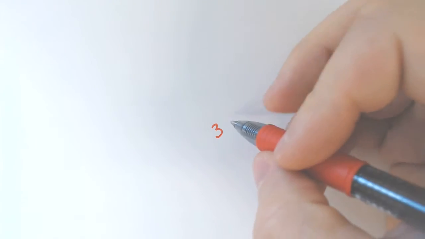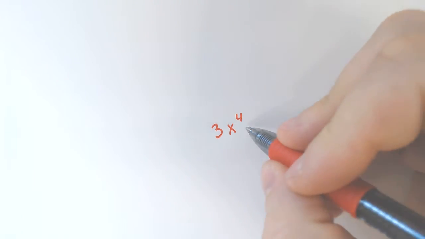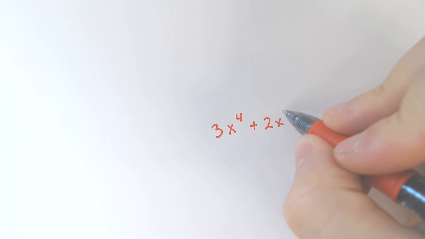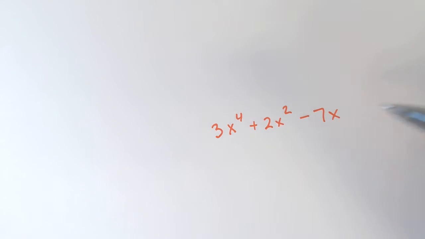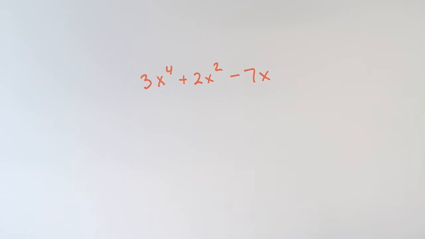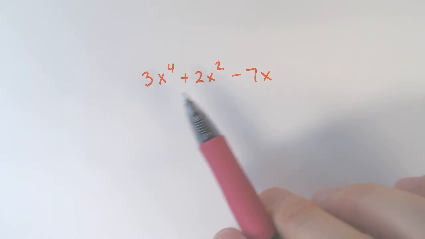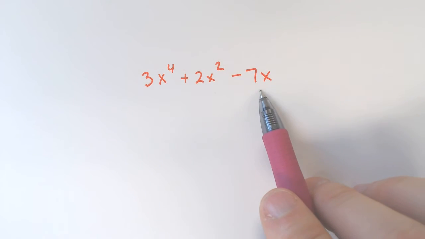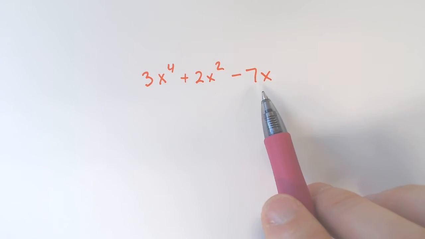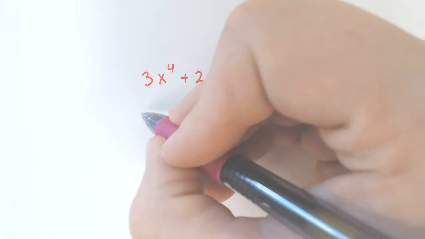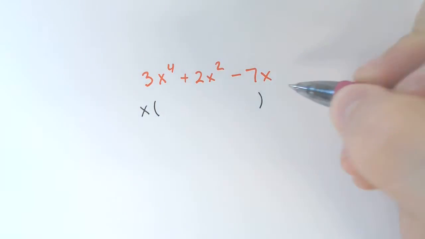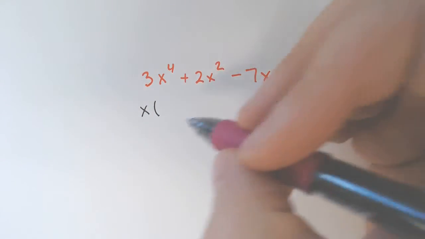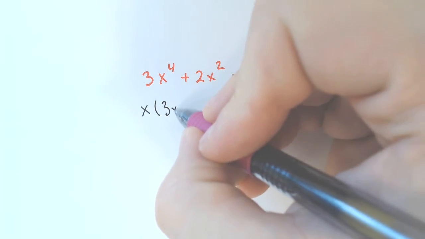So let's say we had something like this, where it's 3x to the 4th plus 2x squared minus 7x. On this one, they all don't divide by 2 or 3 or 7, but they all still contain an x. If they all contain an x, or it could be any letter for that matter, you have to factor that out. That is still considered a factor. And then you just remove an x.